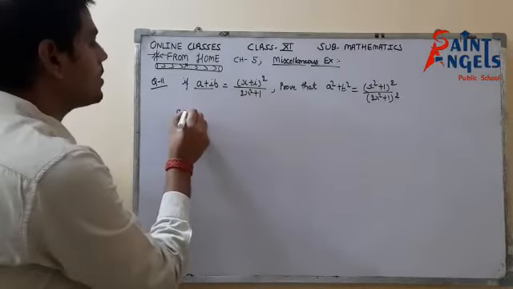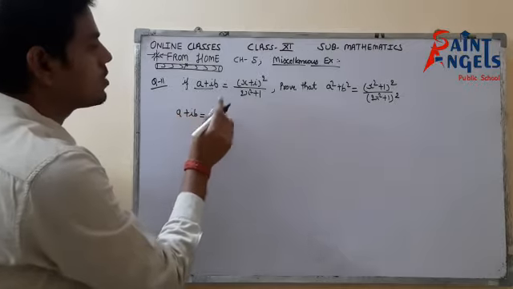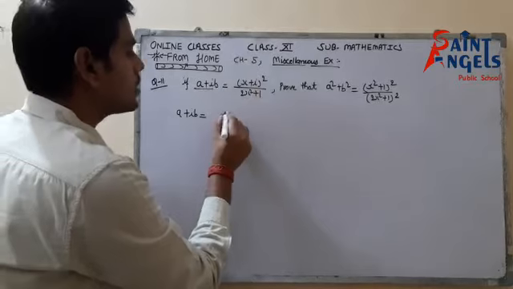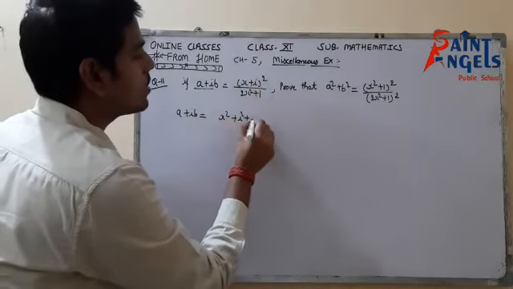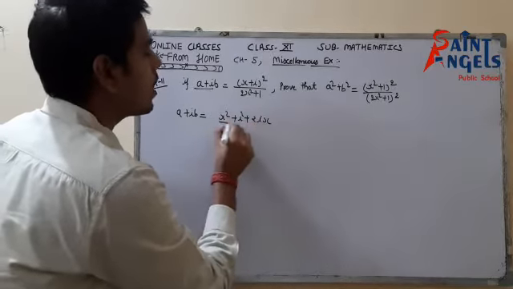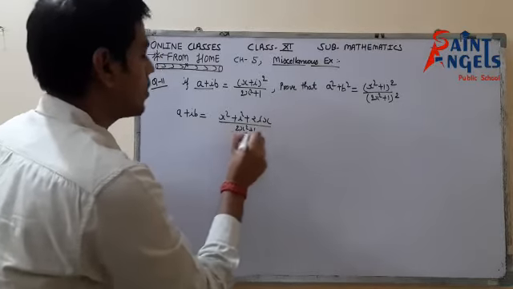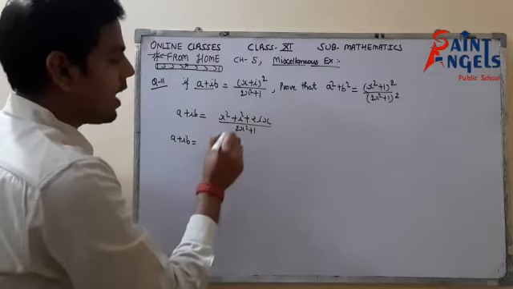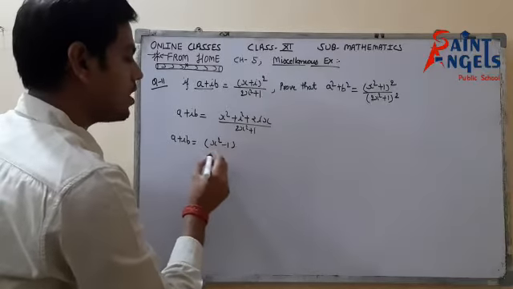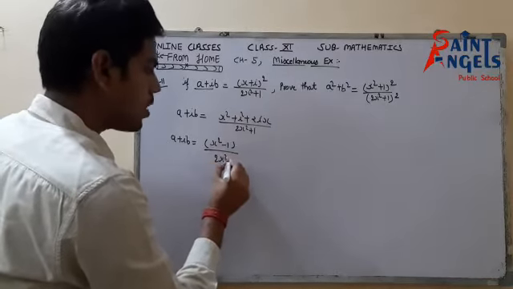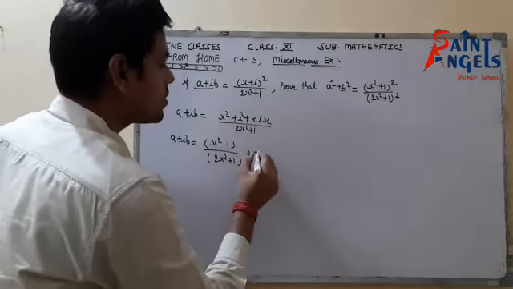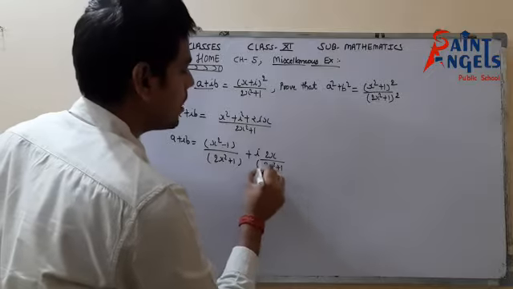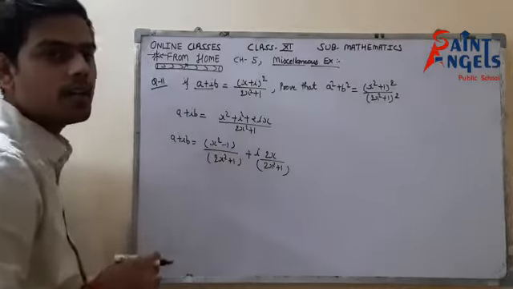So a plus iota b is equal to (x plus iota) whole square. I am just opening the whole square. That would be x square plus iota square plus 2 iota x, upon 2x square plus 1. So from here a plus iota b would be (x square minus 1) upon (2x square plus 1), that's the real part, plus iota 2x upon (2x square plus 1), that's the imaginary part. Now both sides are in the standard form.